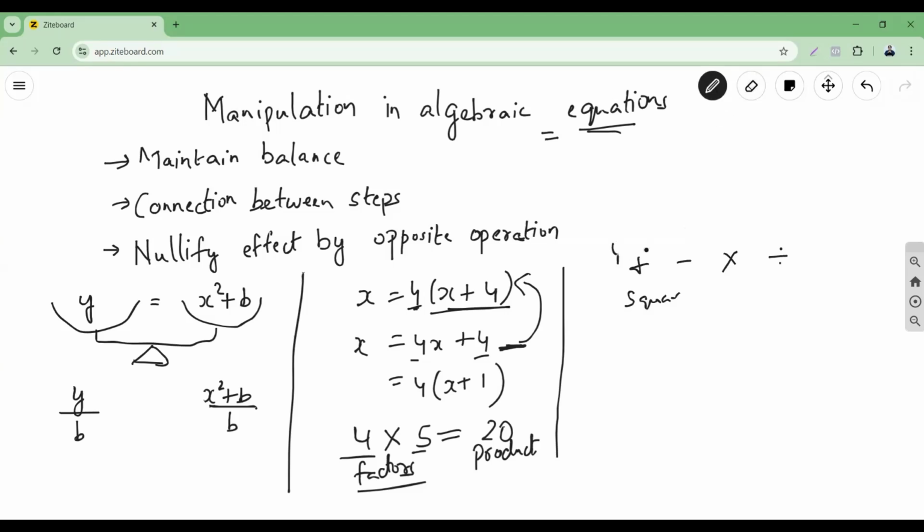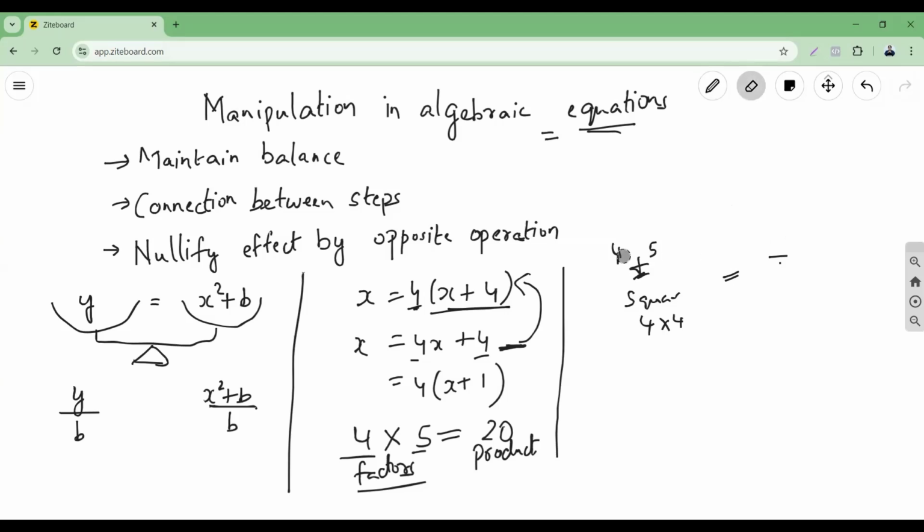For example, with 4 and 5, I can add them, so adding is called an operation. With 4 and 5, I can do the multiplication, and multiplication is called an operation. Like this, different operations are there. Squaring is an operation. That means if I have a 4, squaring it means I am doing 4 times 4. Cubing means I'm doing 4 times 4 times 4. So these are the operations.